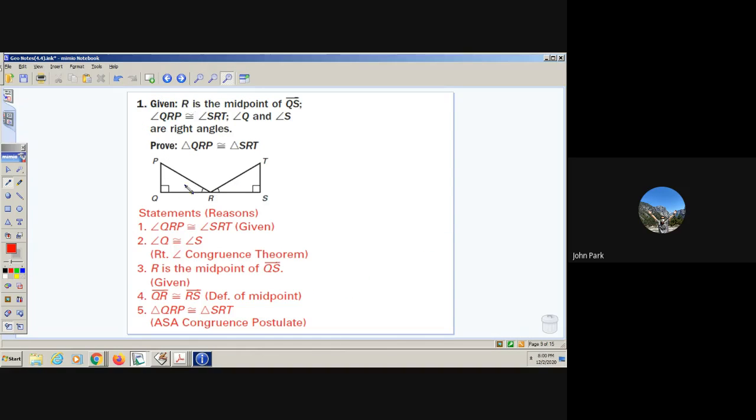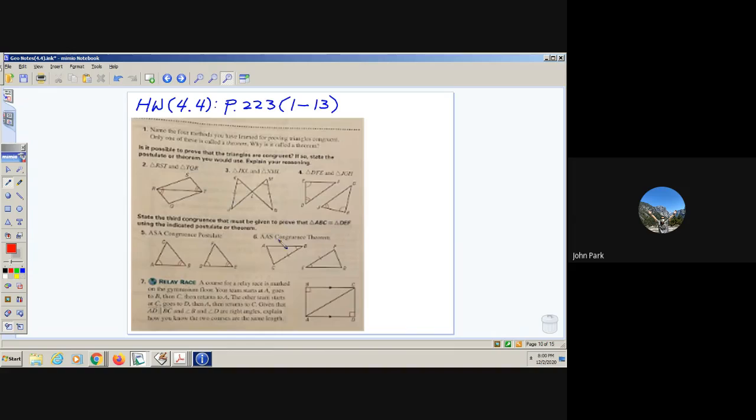Okay, so that's just the explanation of what we just did. So now you can use four shortcuts. You can use SSS and SAS from last time, and you can also use ASA and AAS from this time. All right, so you have more tools, more shortcuts, more ways of showing two triangles are congruent.